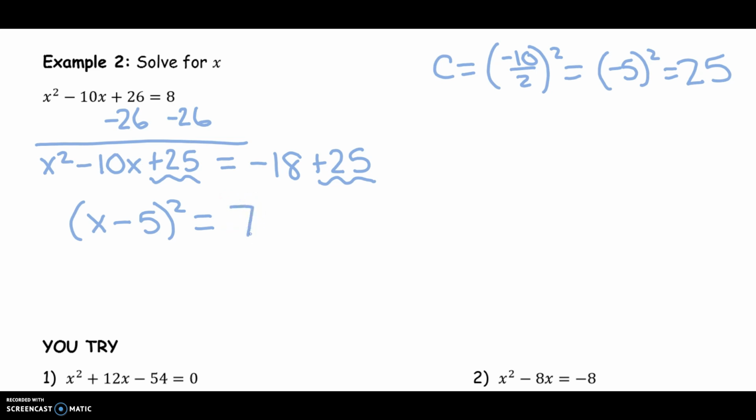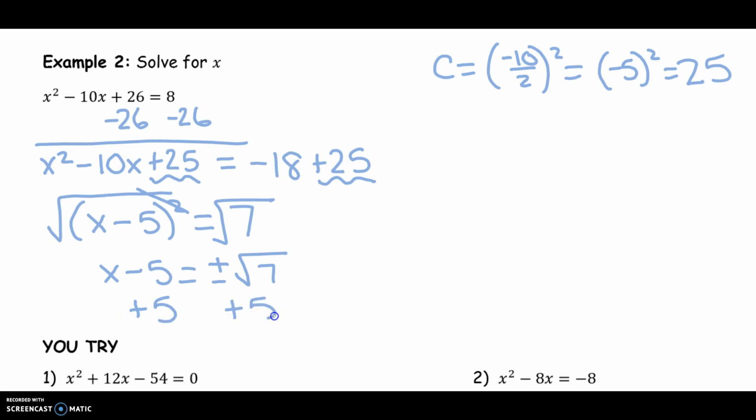Okay, so now I am going to use inverse operations, take the square root of both sides, and I get x minus 5 is equal to, and the square root of 7, since 7 is not a perfect square, I'm going to leave it as radical 7, and I have to make sure I put plus or minus radical 7. All right, now I'm going to solve for x, so I add 5 to both sides, and I get x equals, that's a positive 5 plus or minus radical 7.